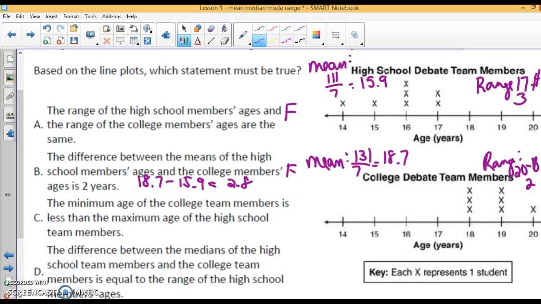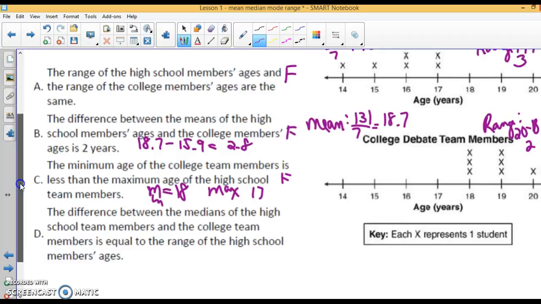The minimum age of the college team members is less than the maximum age of the high school members. Well, the minimum age of the college is 18. And the maximum of the high school is 17. So let's read it again. The minimum age of the college team members is less than the maximum. No, it's not. It's more. So that's false. It better be D.